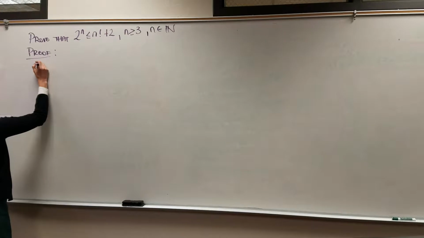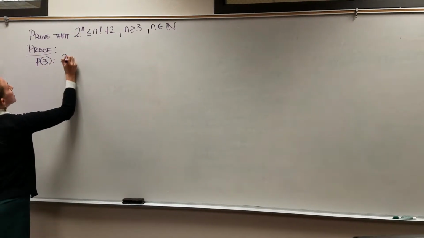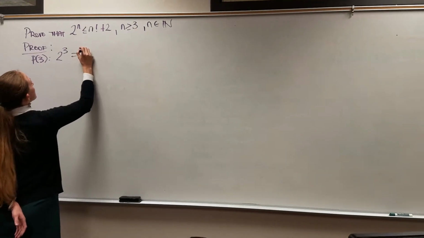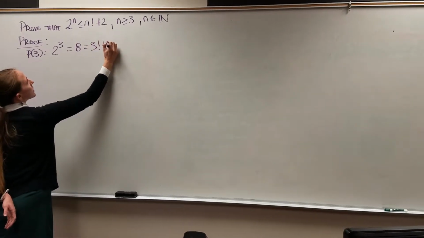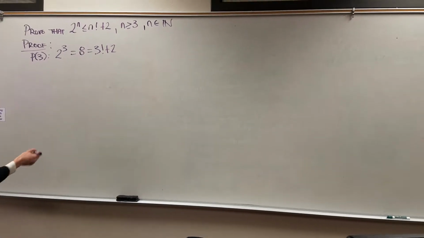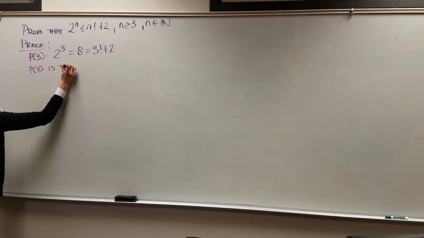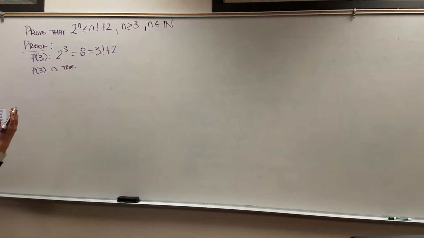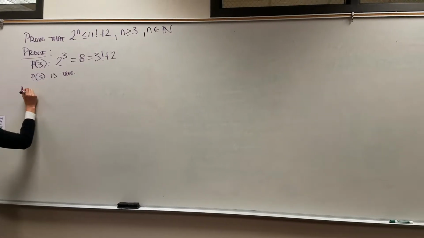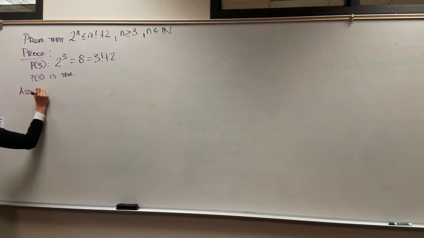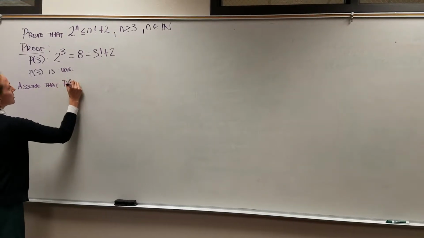So we check P of 3. So P of 3, we have 2 cubed, which is equal to 8, which is equal to 3 factorial plus 2. So we know P of 3 is true. And now that we've established that the base case is true, we go on to assume that P of k is true.